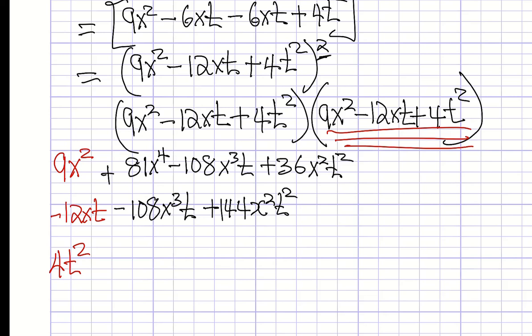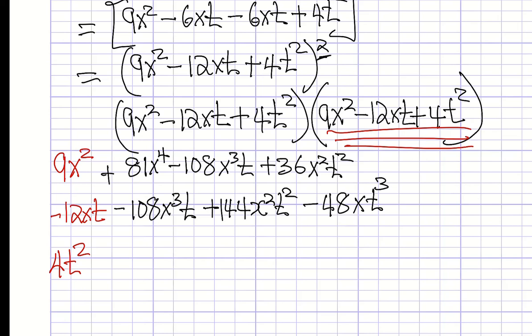And then negative 12xt times 4t. Well, what is 4 times 12? That's 48. So it's going to be negative 48 x t raised to the power 3. See it, right? So that's what we did there. We're done with that one.